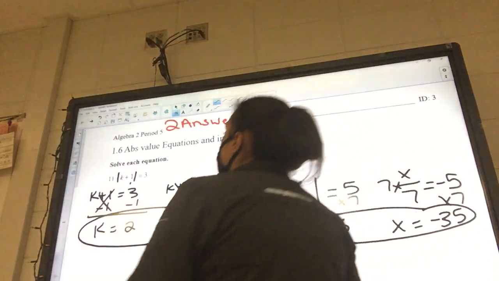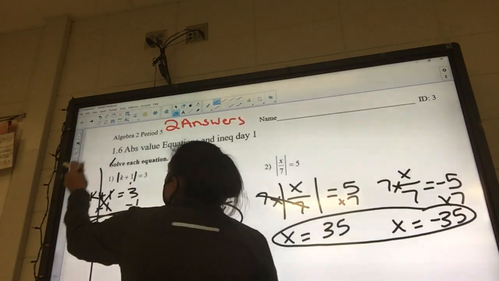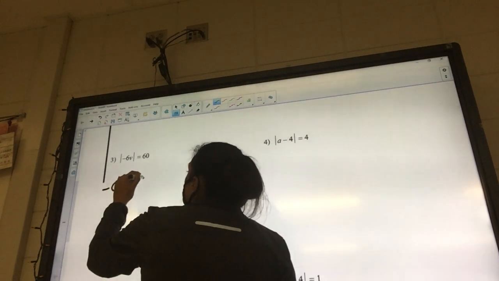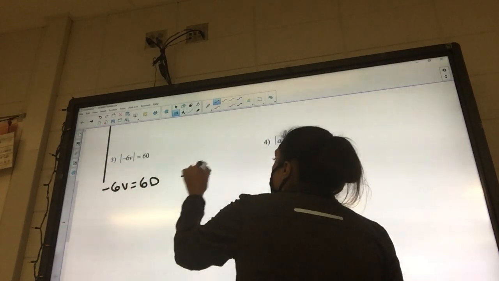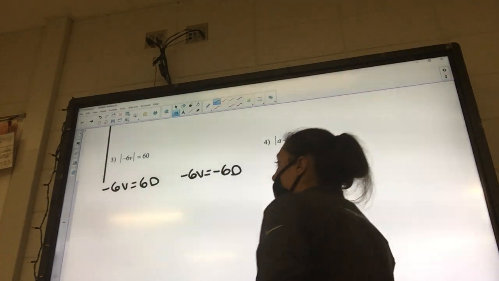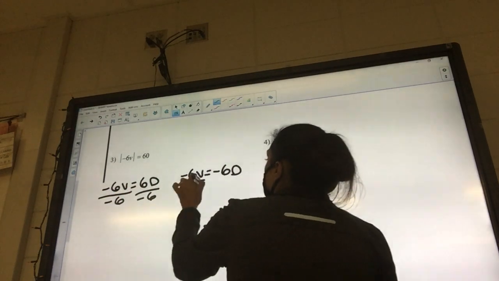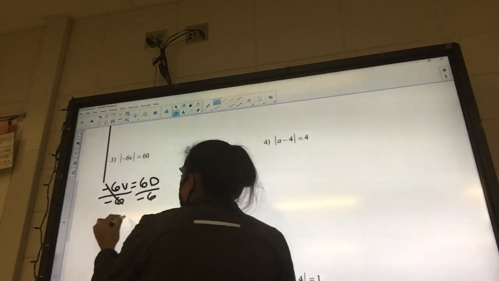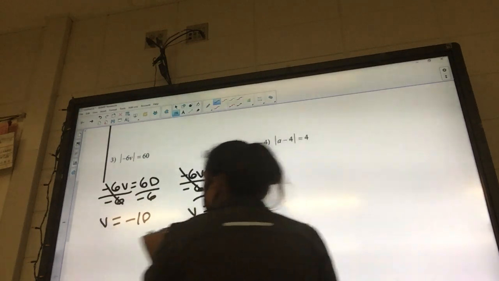Okay, let's do 3. Okay, I got negative 6b equals what? Negative, or equals 16. Okay, what's my next one going to be? Negative 6b equals negative 60. Negative 60. What do I need to do? Divide by negative 6. Okay, and I did these all at once. So I got b equals negative 10 and b equals positive 10.